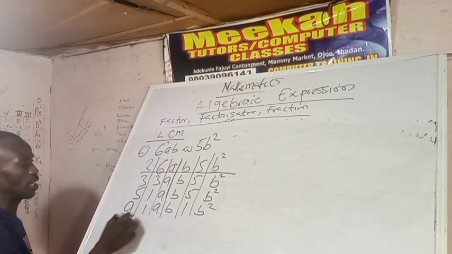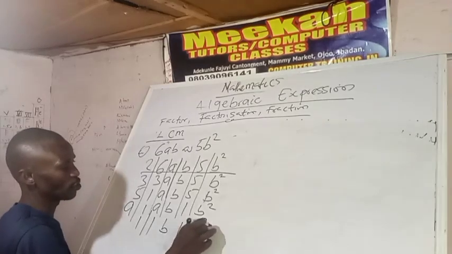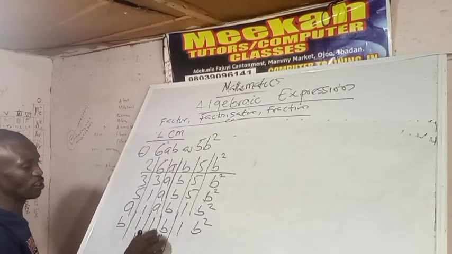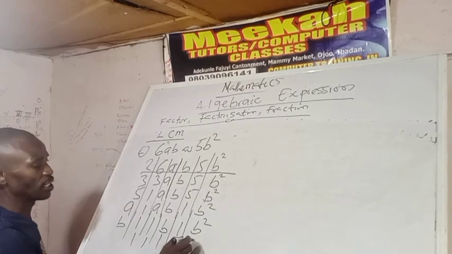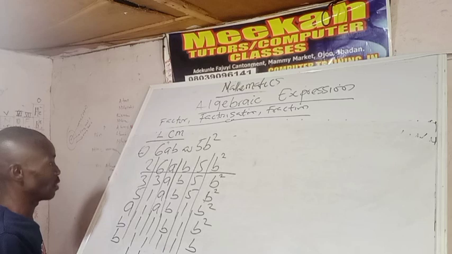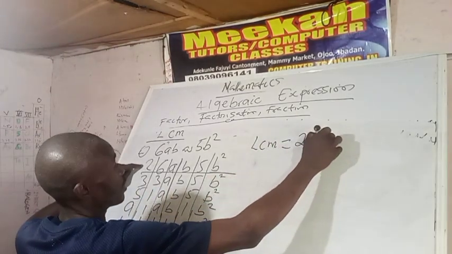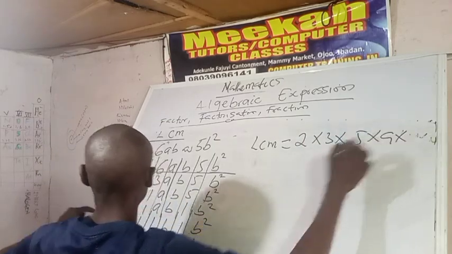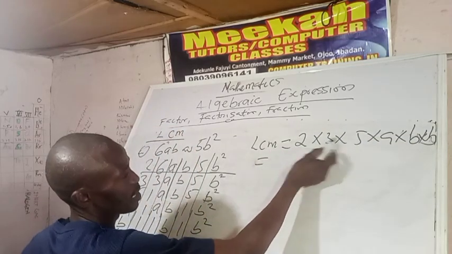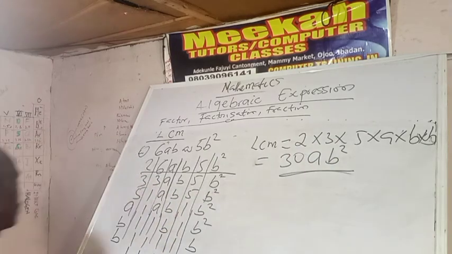Let's go with A. A here, what do you have? 1. 1, B, 1, B square. Let's go with B. When B go here, 1, 1. Did B cancel this B? What do you have? 1. Here, you see, have 1. This one remain B. Then we have B here. You have 1, 1, 1, 1, and 1. So my LCM become what? Becomes 2 times 3 times 5 times A times B times B. So what do you have? 2 times 3 is 6. 6 times 5, what do you have? 30. A, B squared. That becomes the LCM.